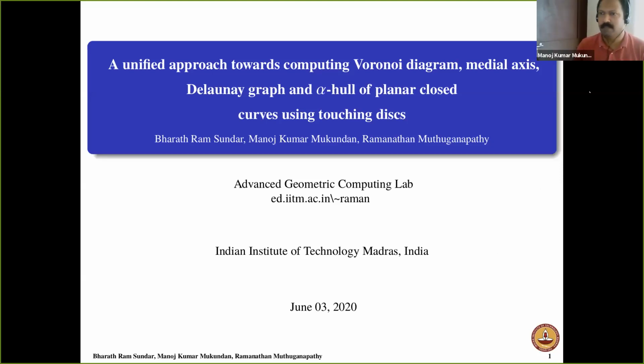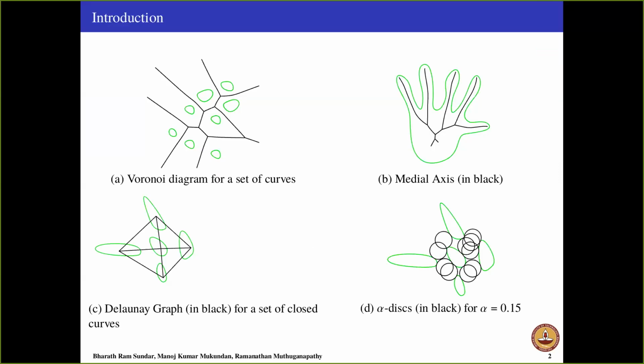Good morning. I am Manoj Kumar, giving a presentation on a unified approach towards computing Voronoi diagram, medial axis, Delaunay graph, and alpha hull of planar closed curves using touching disks. Now, all these 4 structures are closely related and have a wide range of applications. In these figures, input curves are shown in green color. Delaunay graph and alpha hull are normally computed after computing the Voronoi diagram. Computation of bisectors is involved in computing the Voronoi diagram and medial axis.